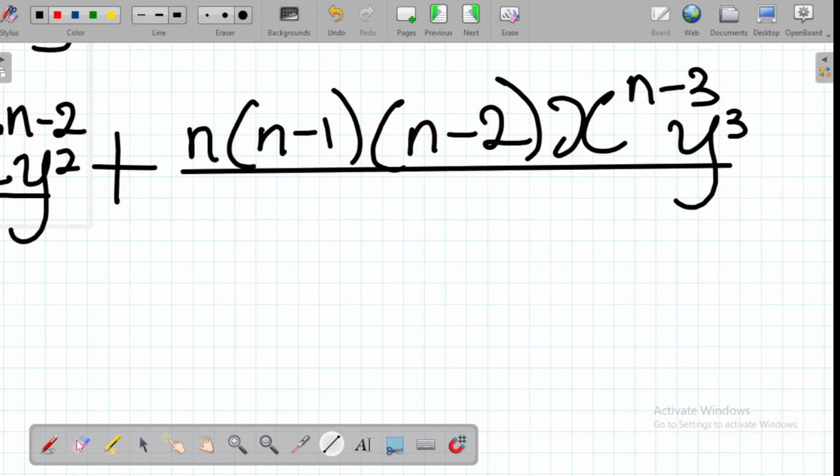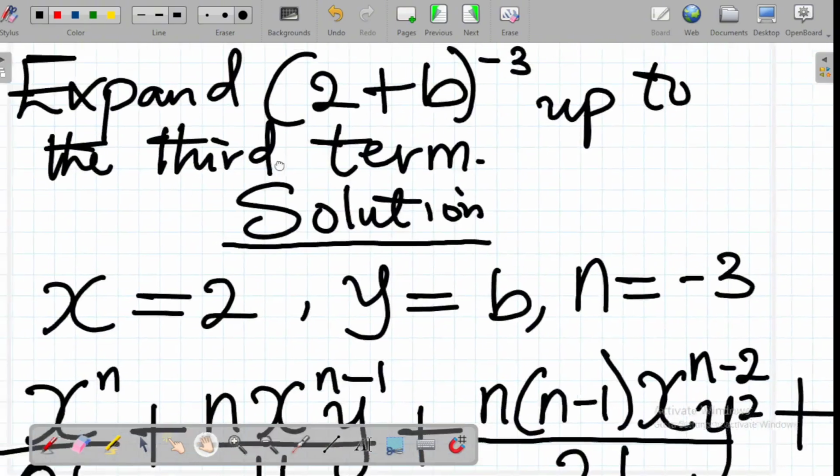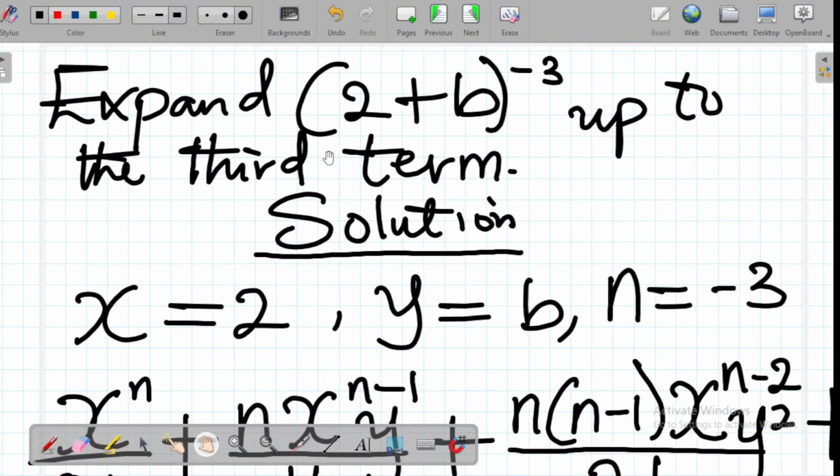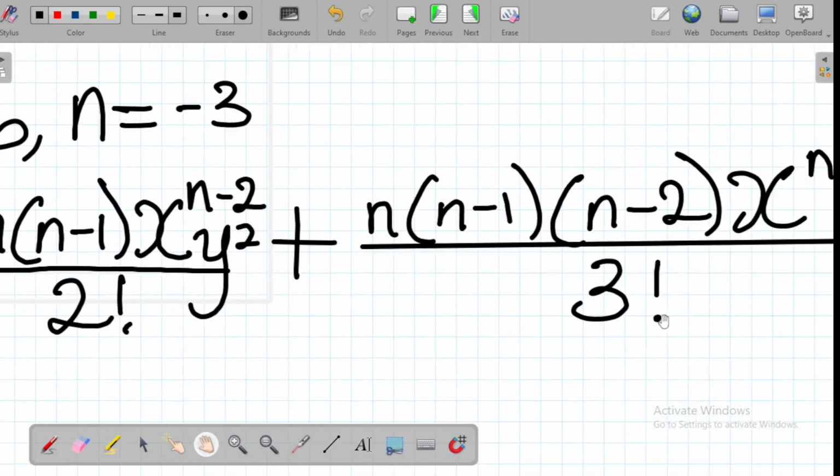All over, increase the denominator by 1. Before we had 2 factorial. So here it will become 3 factorial. From the question, we are asked to stop at the third term. Expand 2 plus b raised to the power negative 3 up to the third term. So we've gotten to the third term here, which is 3 factorial.